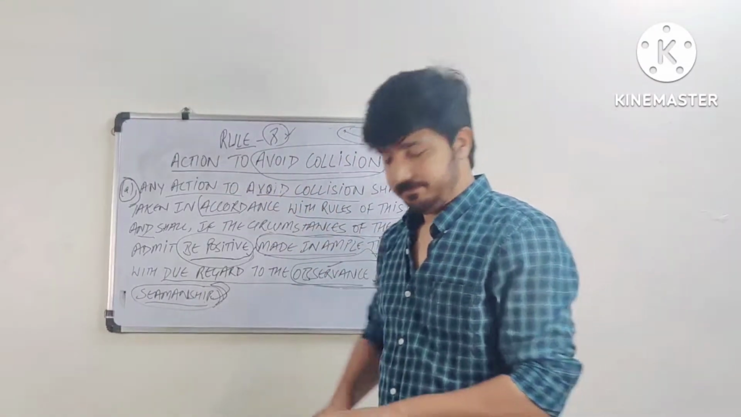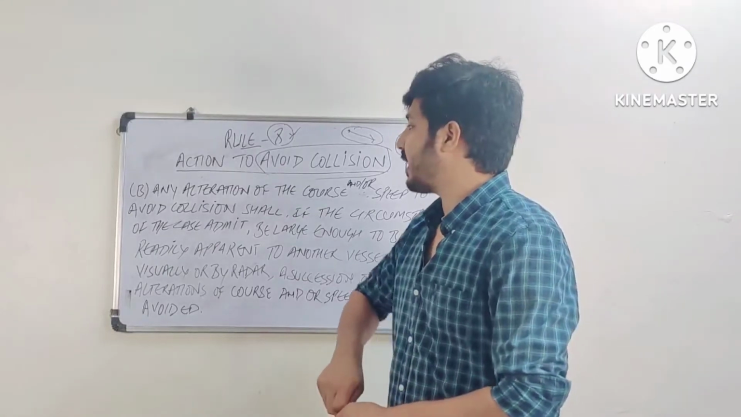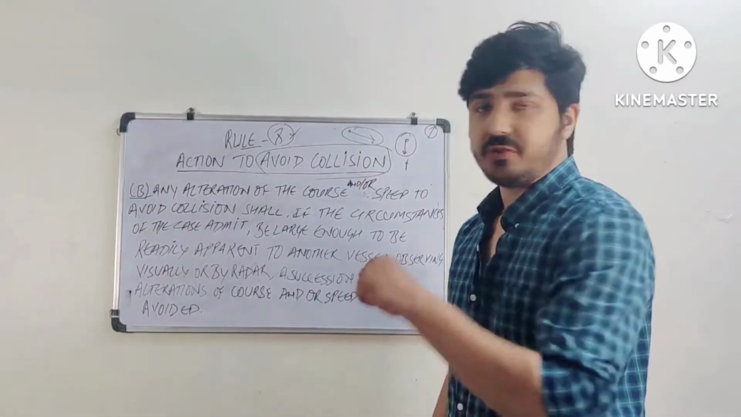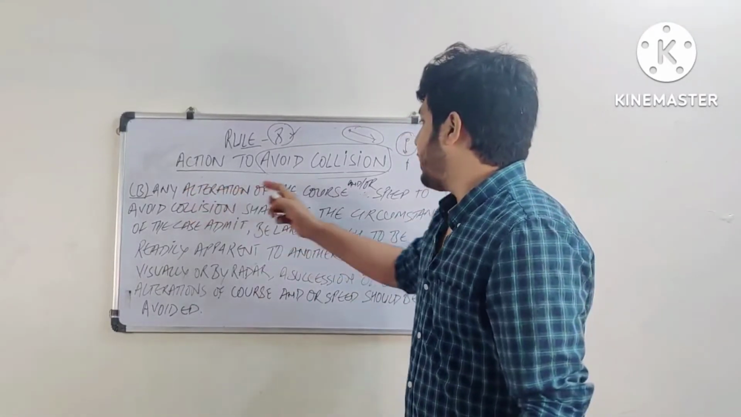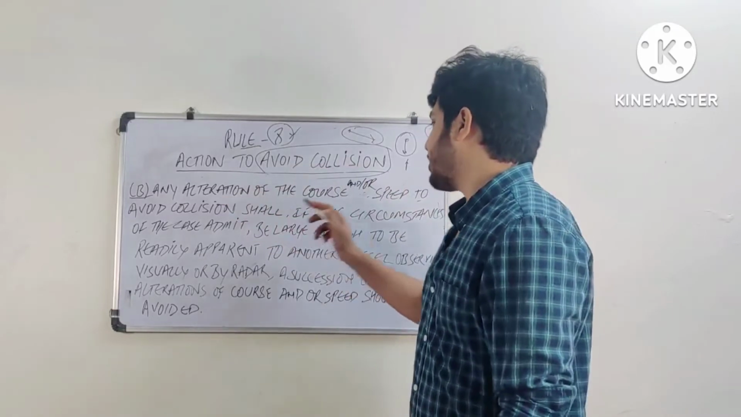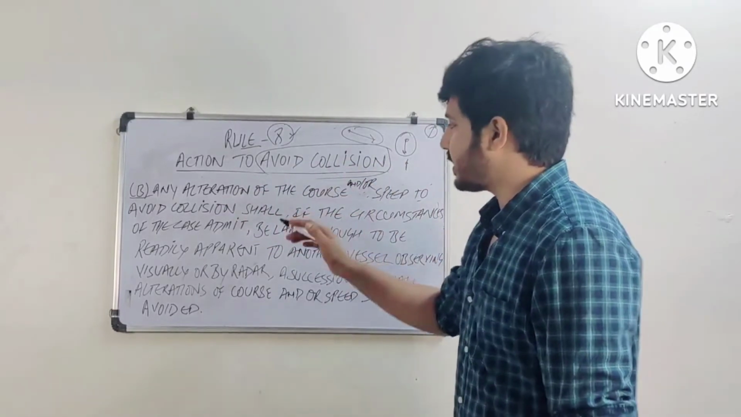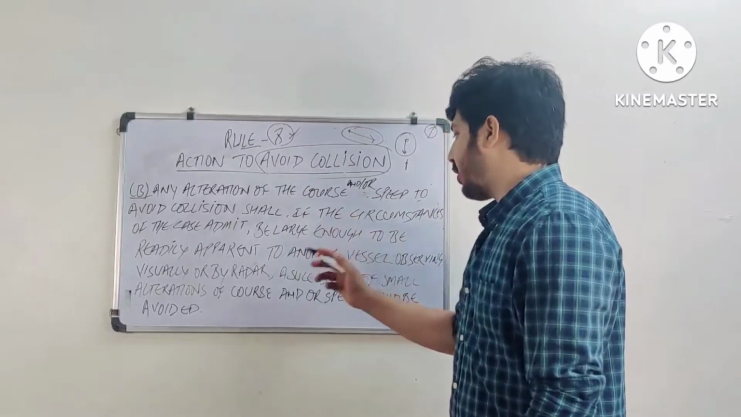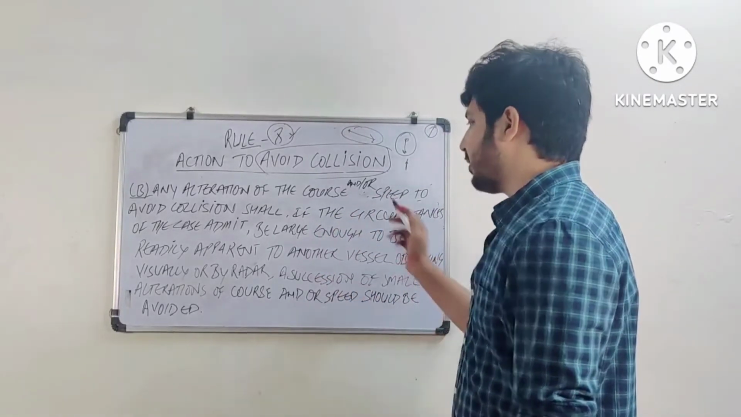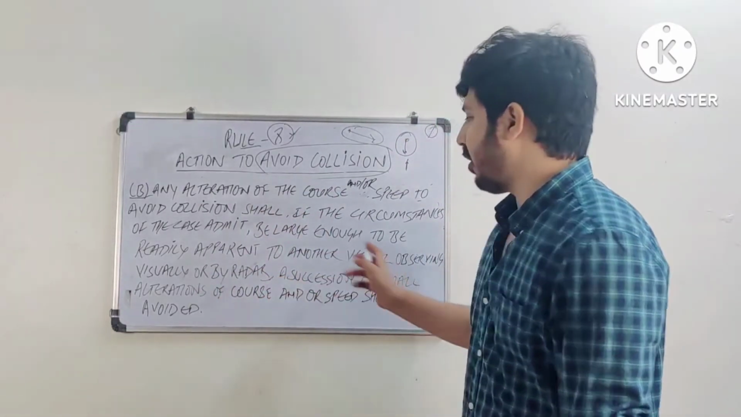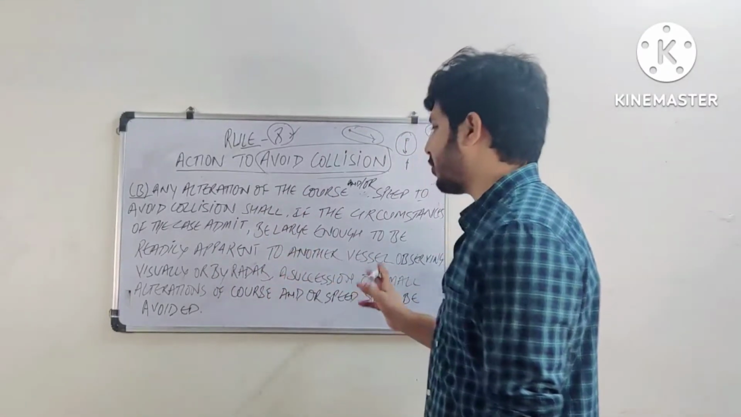Let's go to part B. Alright guys, so now we are going to start with part B of this rule. So let's read it out. Any alteration of course and or speed to avoid collision shall, if the circumstances of the case admit, be large enough to be readily apparent to another vessel observing visually or by radar. A succession of small alterations of course and or speed should be avoided.